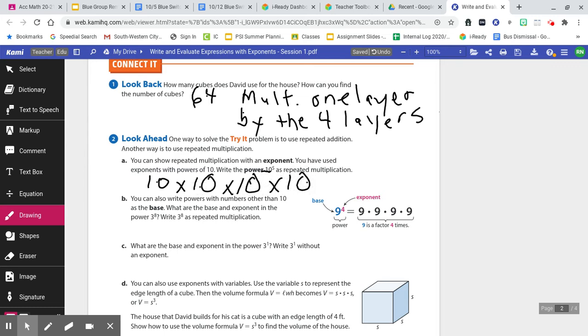1, 2, 3, 4, 5. So I did my repeated multiplication. Make sure you've written this down. You can also write powers with numbers other than 10 as the base.